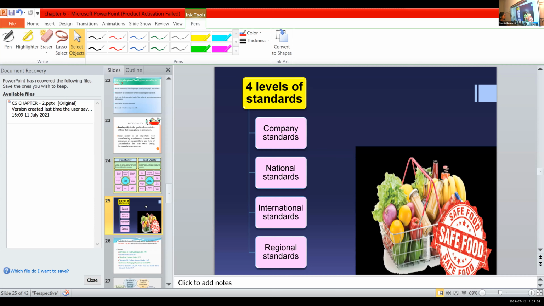So these international standards are published by Codex Alimentarius Commission and ISO. What is ISO, Sana? International Organization for Standardization. Very good.